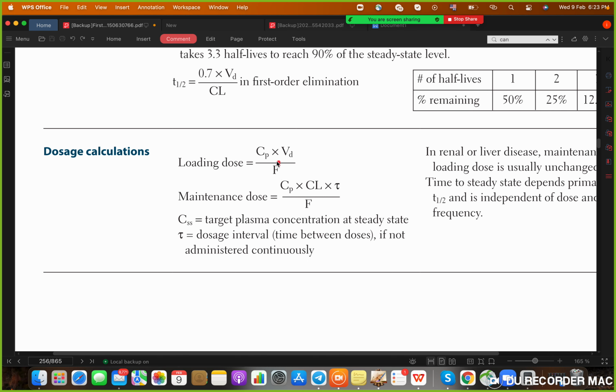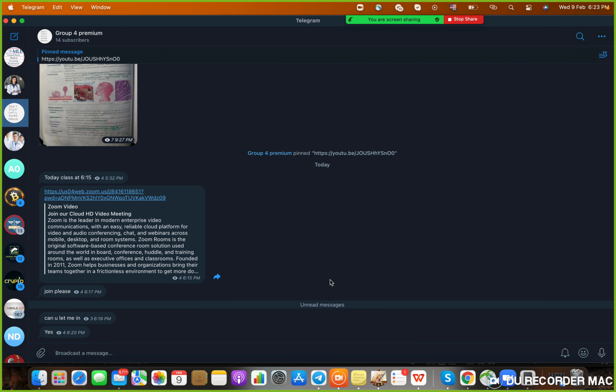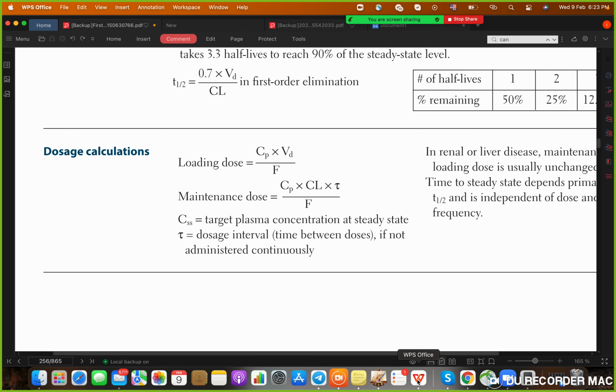The target concentration multiplied by the VD divided by F. F is the bioavailability, and the bioavailability in case of IV administration is how much? It's 100%, which is equal to 1.